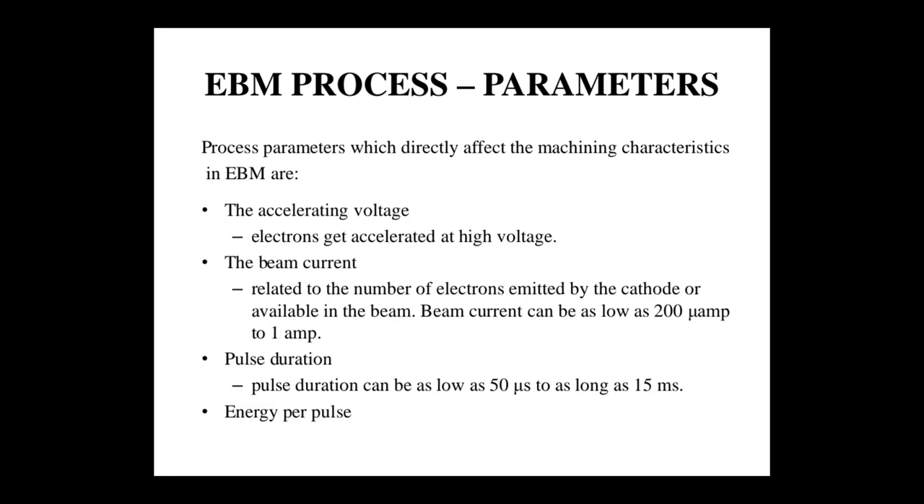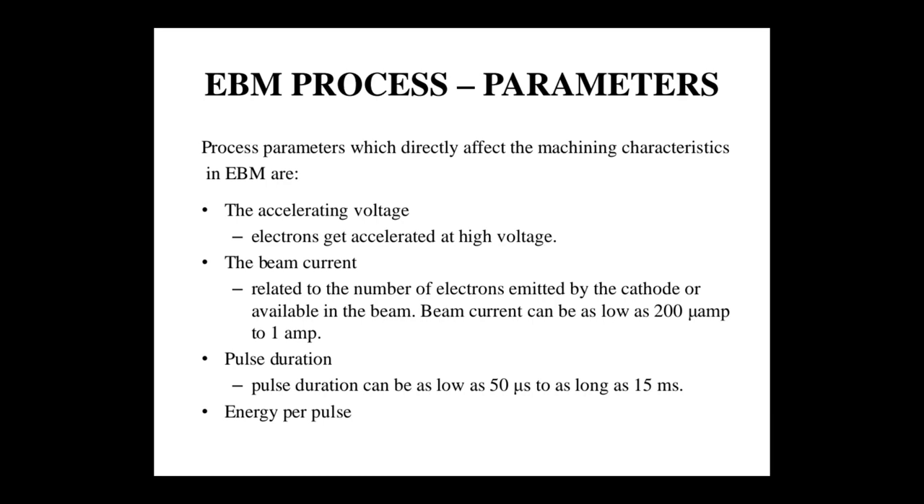The process parameters which directly affect the machining characteristics in EBM are as follows. The first is the accelerating voltage. The electrons get accelerated at high voltage. Then the beam current is related to the number of electrons emitted by the cathode or available in the beam. Beam current can be as low as 200 microampere to 1 ampere.